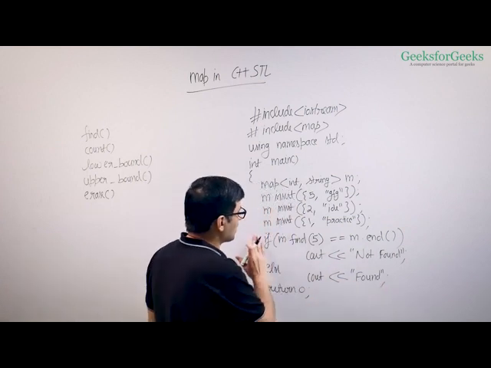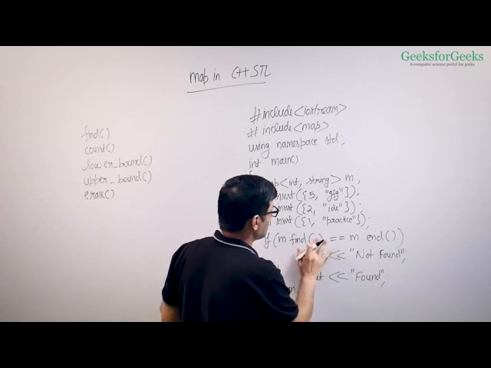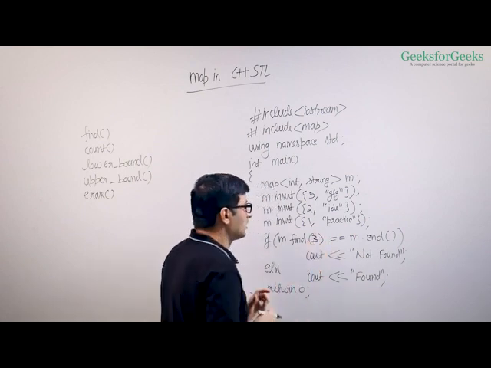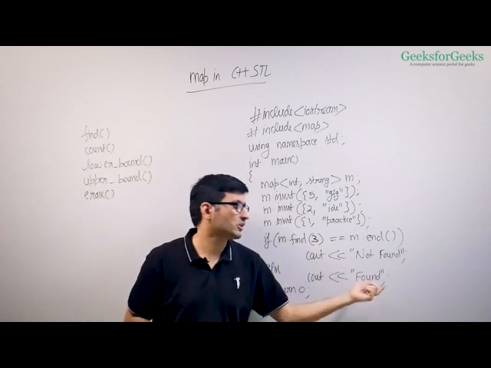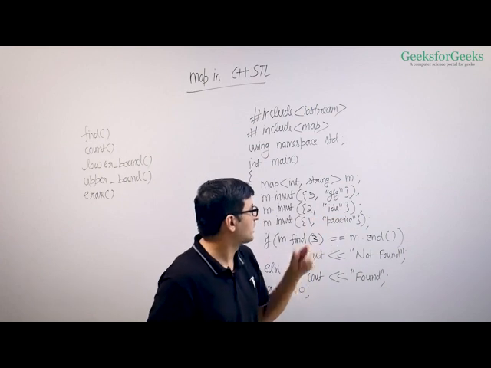Let's modify this program and say we have 3 here. Can you guess the output now? You will get not found because 3 is not present in this map.